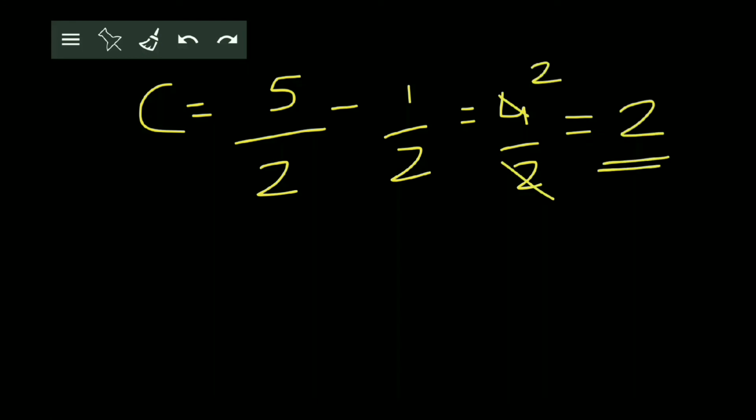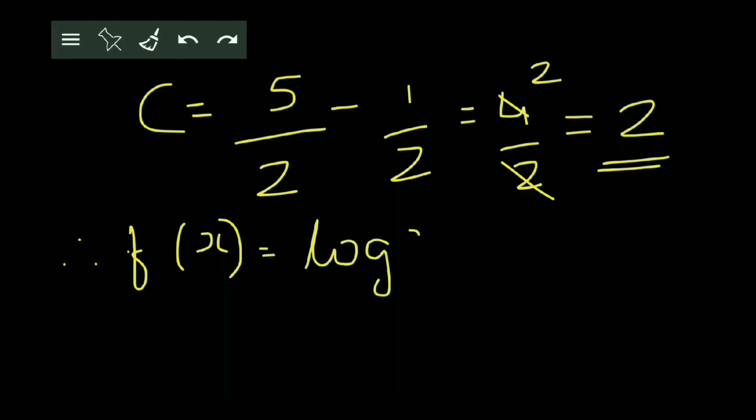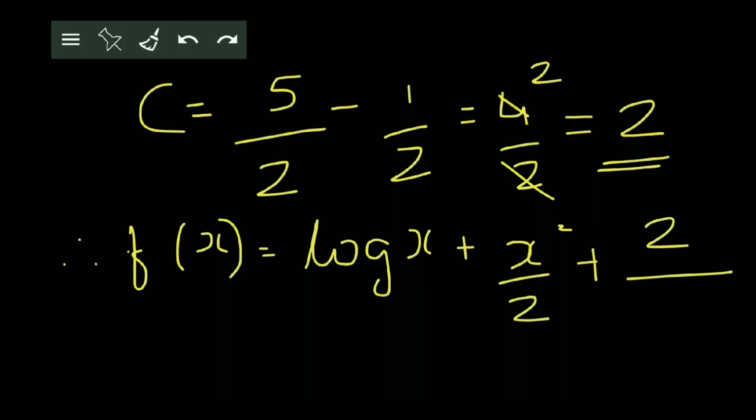Okay, so c comes out as 2. Therefore, our f(x), that is the fill in the blanks, the value for f(x). In the value for f(x), the dash becomes 2 obviously. So it is log x plus x square upon 2 plus dash, and the dash is nothing but 2. So this way we finish this sum.